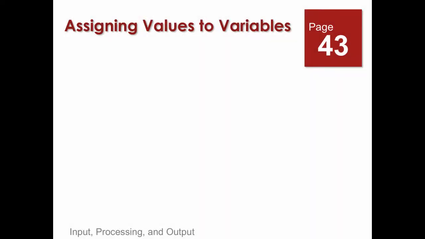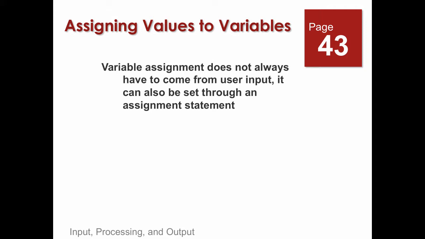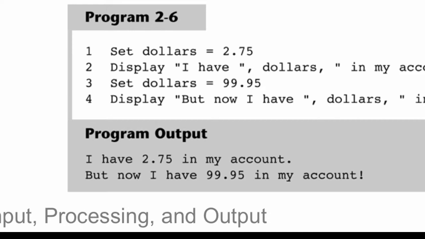Welcome back. How do we assign values to variables? How do we get it from the keyboard into the program? Variable assignment does not always have to come from user input. It can come through an assign statement as well. So we can say set the variable price equal to 20. And so we've done that from the program, and here's an example of how that's done.